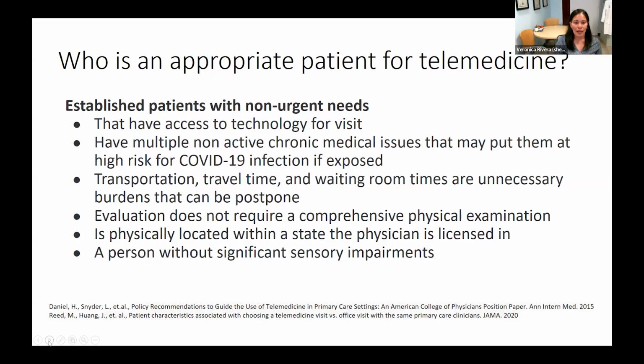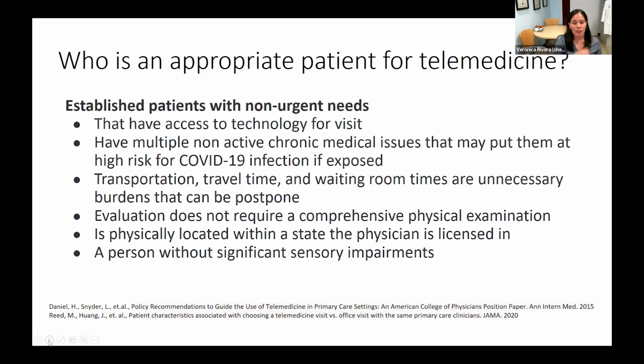Transportation and travel time, waiting room times, if you can reduce those for some of these patients, or if that's important, you might consider telemedicine. So I have, again, some patients where they have advanced dementia and the agitation that they get with the transportation can be quite uncomfortable for the patient and caregivers. So thinking about using telemedicine in between in-person visits.